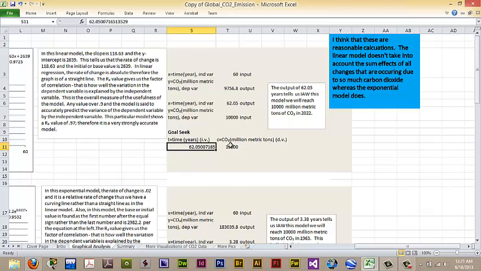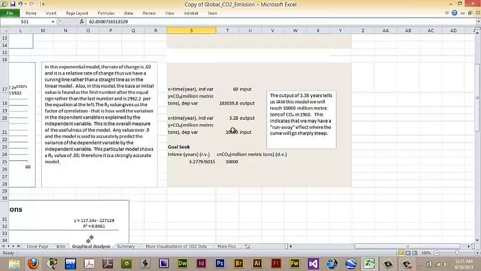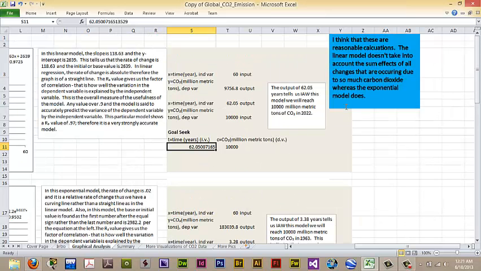So I add that on to 1960, and it tells me that in 2022 the linear regression model tells me that we'll have 10,000 million metric tons of carbon dioxide in the atmosphere. Now, if you go on to the exponential model, you can see that our Goal Seek comes up with 3.28. So that tells me that in 1963 we would have that many, 10,000 million metric tons.